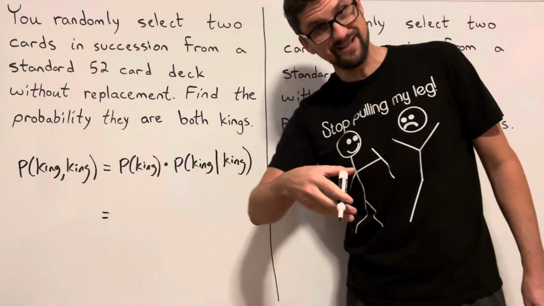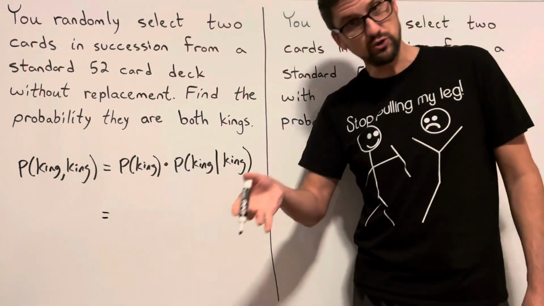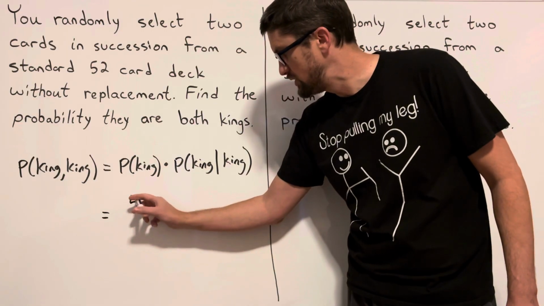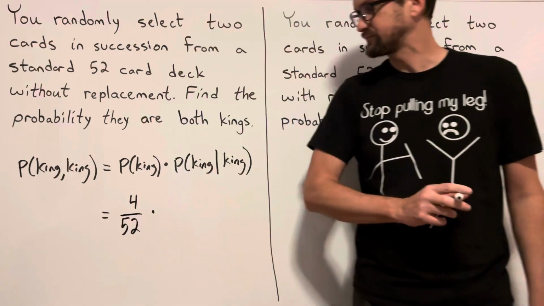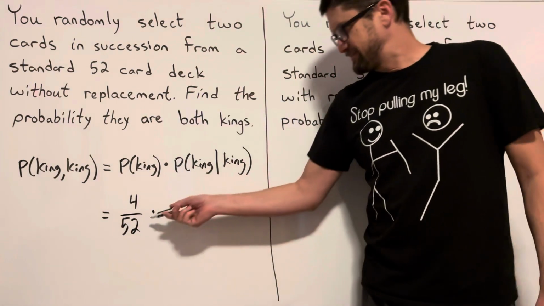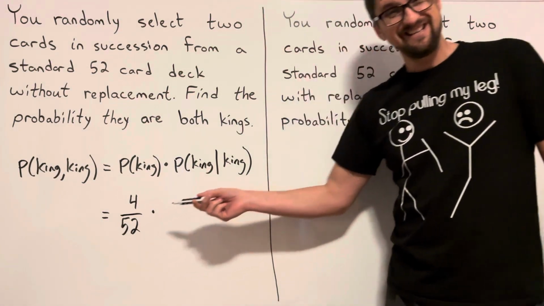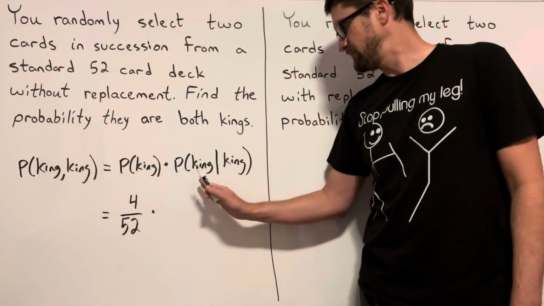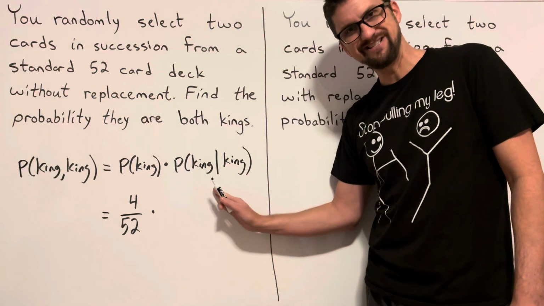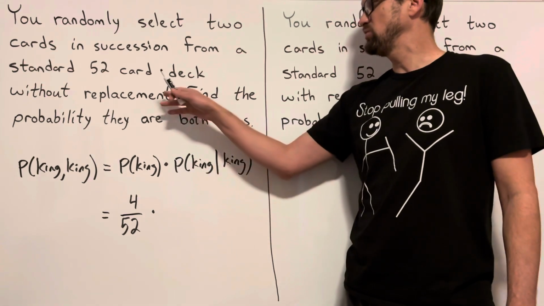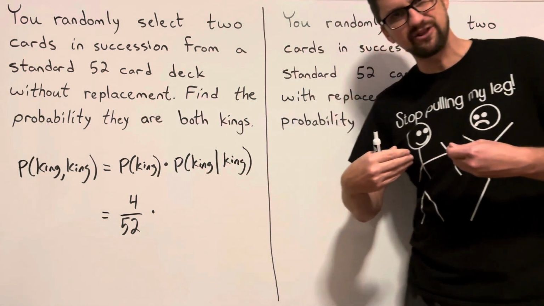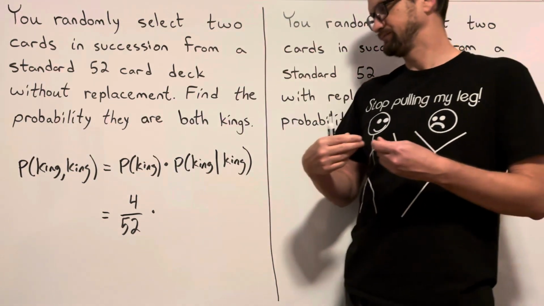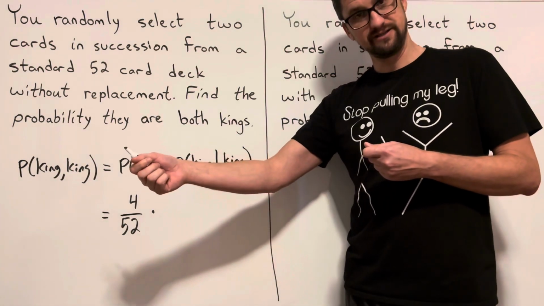So this is the probability that the first card is a king. There's 4 kings in the deck out of 52. So the probability is 4 divided by 52. That's the probability that the first card is a king. Now we want the probability that the second card is a king. Now it says without replacement, that means I keep the first card and then I select the second card.